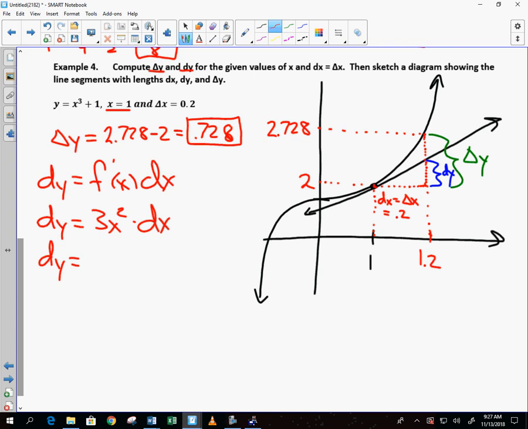For x, I'm going to plug in 1 because that is where you draw your tangent line. So I get 3 times, what is dx? 0.2. That's the change. It's the same as delta x. And I get 0.6. Are those close? Yeah. Is the dy less than the delta y? Yep. Does it confirm your drawing? Does it make sense with what we put on the board? Good.